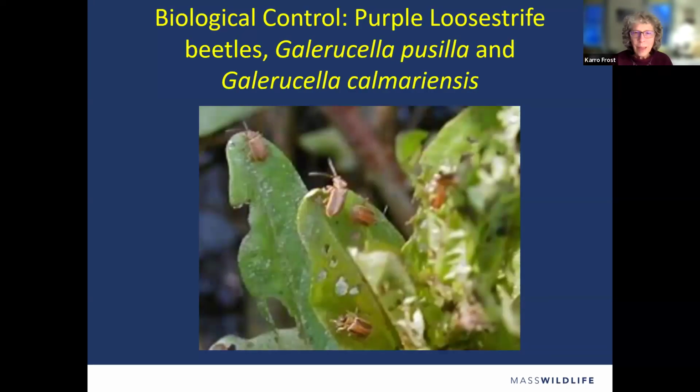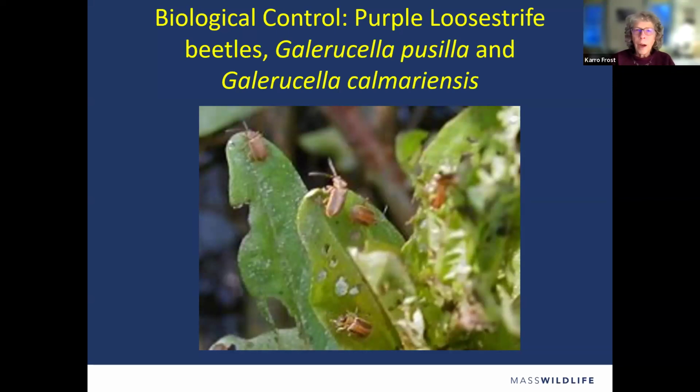There are some biological controls. Purple loosestrife across the state has actually started to be controlled by these purple loosestrife beetles. The Galerucella beetles, two different species, were released. Geez, probably started being released about 15 years ago. I do see not the beetles themselves, but signs of the beetles all across the state. So I know that they're working. I know that they're there.